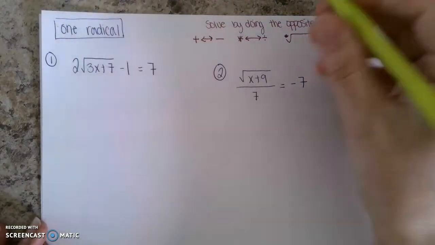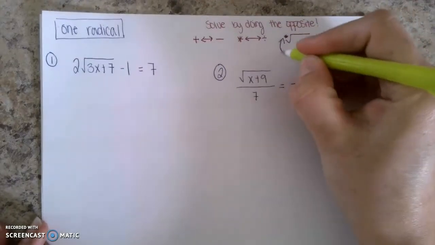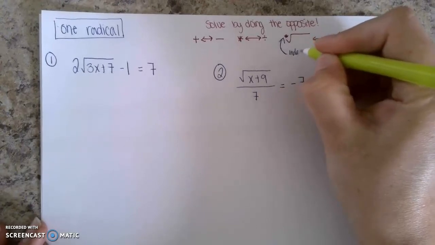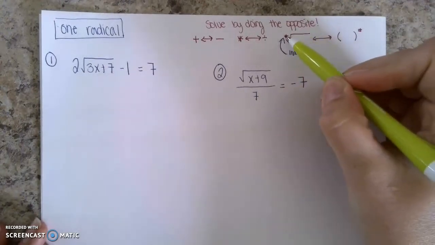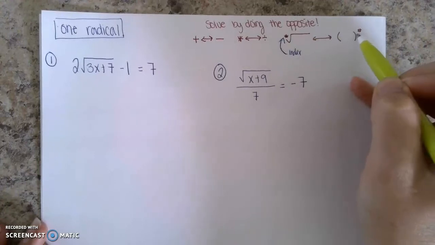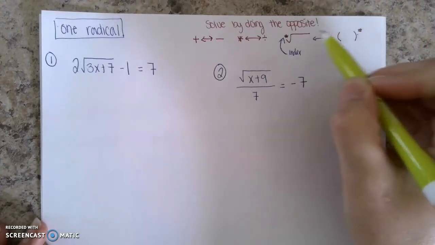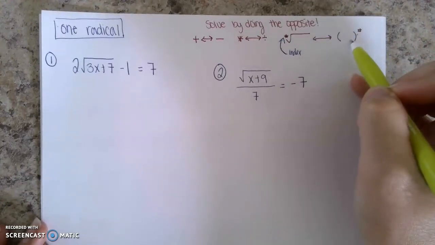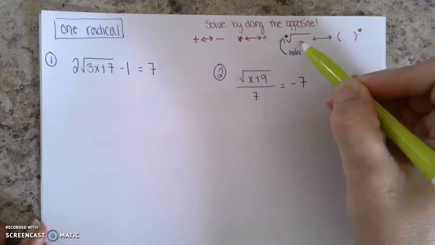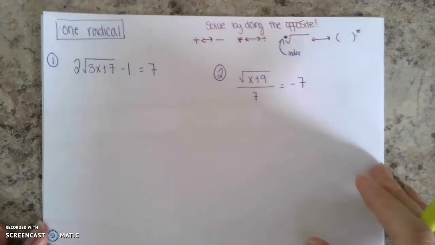So remember this little number right here is called our index. So say we have an index of 3, I would want to raise it to the third power to undo that radical. Just like if I had, for example, x squared, to undo x squared, I would take the square root. Okay, so those are opposites of each other.